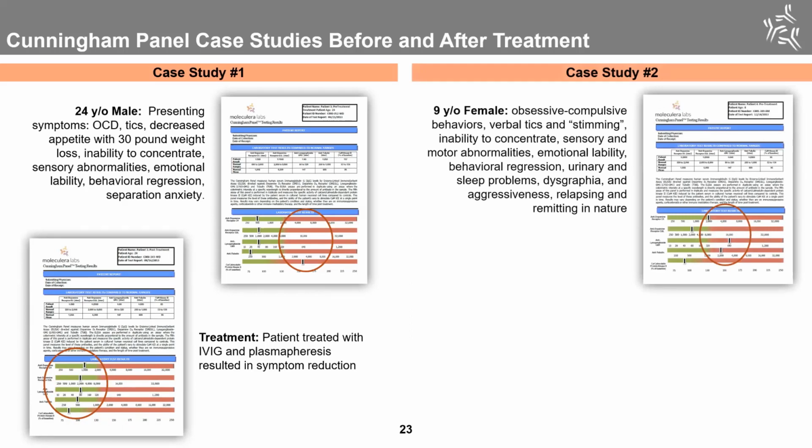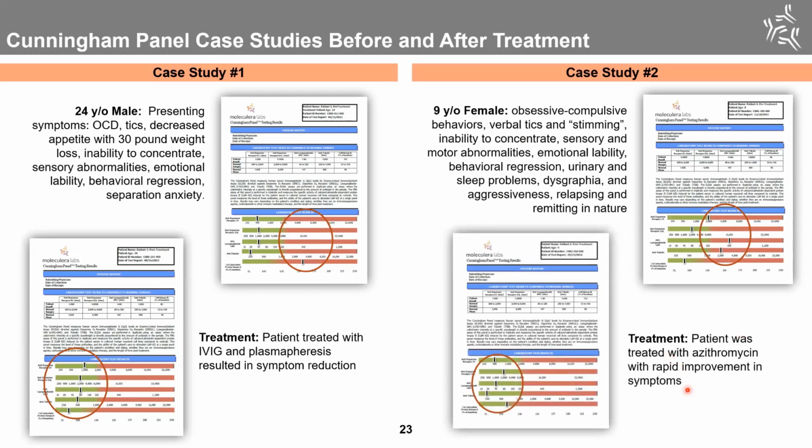This is a 9-year-old girl who had OCD, verbal tics, and this autism-like stimming behavior, inability to concentrate, sensory and motor abnormalities, emotional lability, and behavioral aggression. Urinary and sleep problems are also not uncommon because there's an effect on certain parts of the brain that control some of that. Dysgraphia, aggressiveness, relapsing, remitting in nature. We actually have a case study published on this young girl who was diagnosed with Lyme and also with strep, and then also completely recovered.